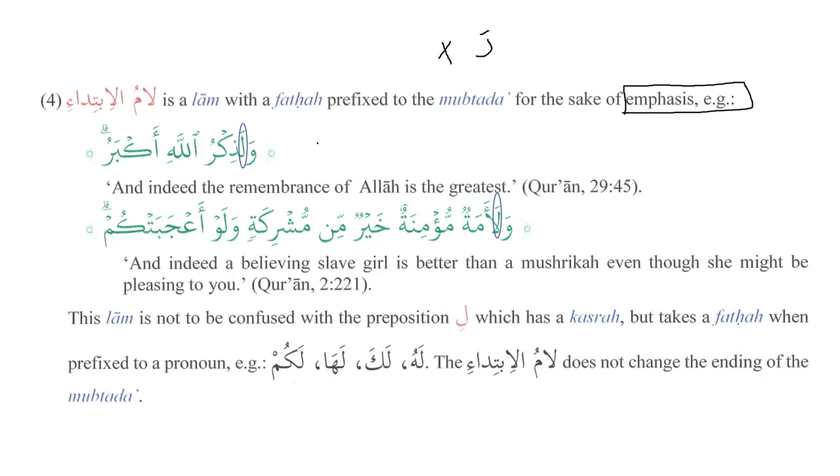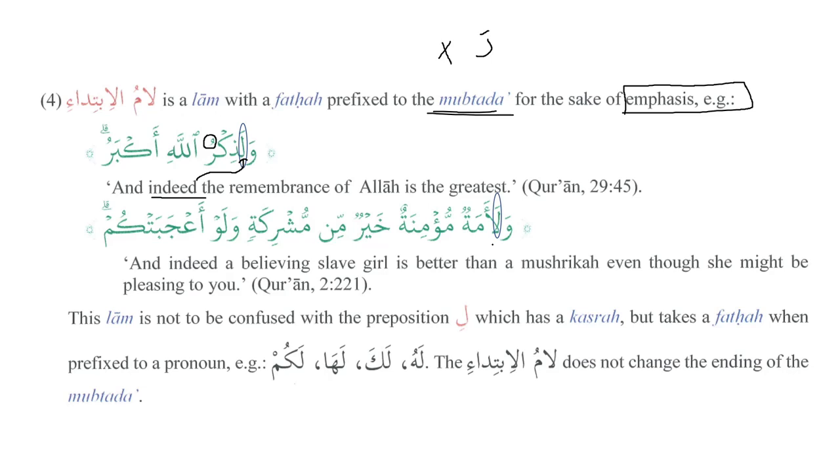What does that mean? That means the ending of the noun will not change. It does not change the ending of the noun. Why? Because this is ghayru amilah. So it is only used for the purpose of emphasis. Wala dhikrullahi akbar. So, and indeed. So the meaning of indeed has come from this lam that carries fatha on it. And what about the ending of dhikr? Has it changed? No. Why? Because this is ghayru amilah. And it always comes with mubtada. As we can see here, it comes with the mubtada. The remembrance of Allah is the greatest.